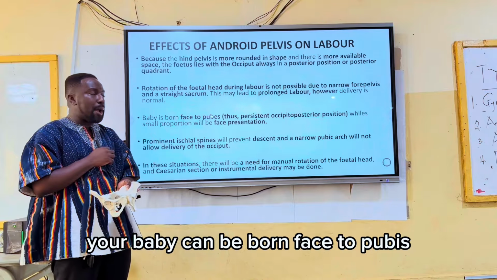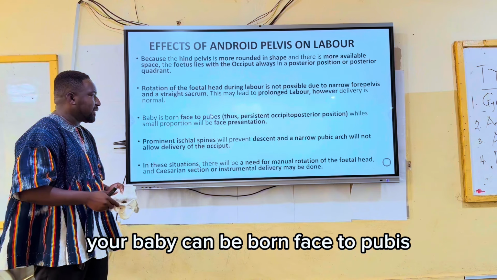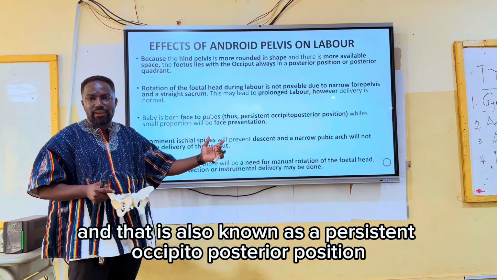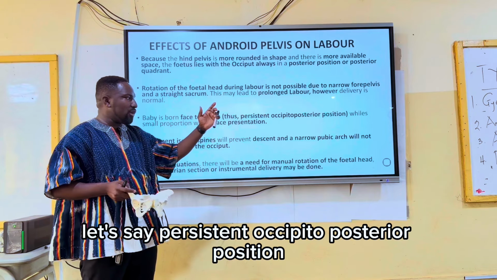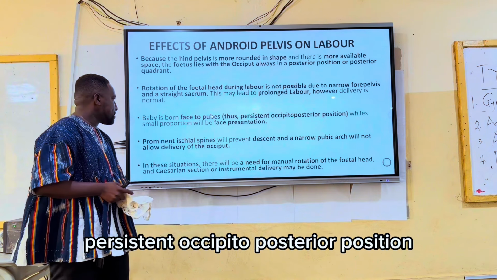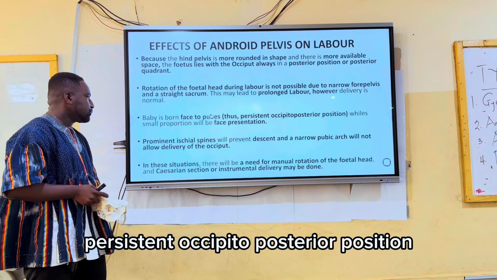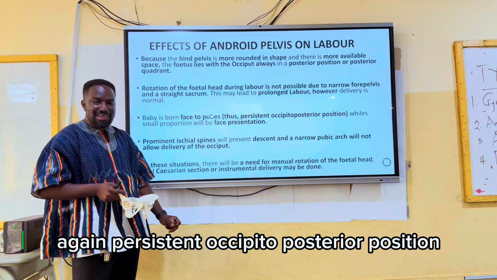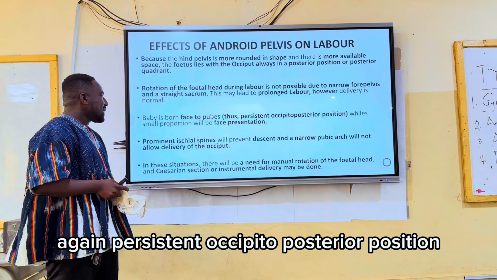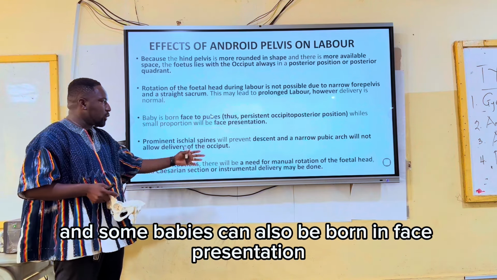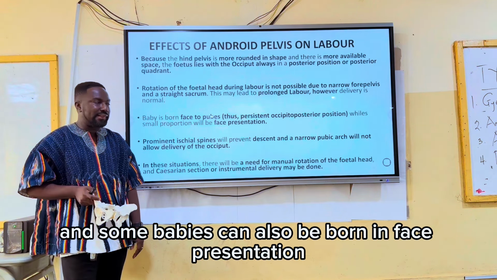At times, the baby can be born face to pelvis, and that is also known as the persistent occipito-posterior position. And some babies can also be born in face presentation.